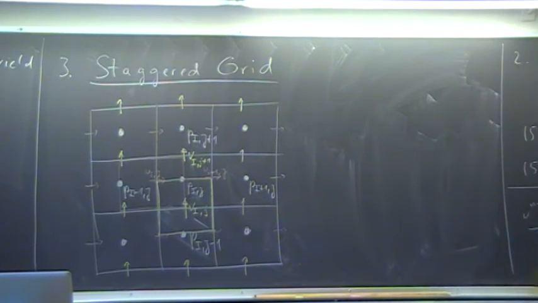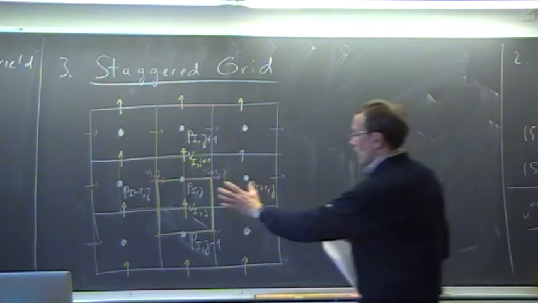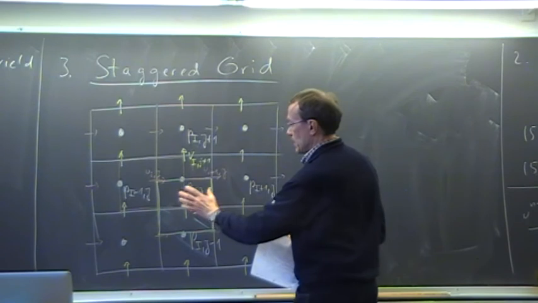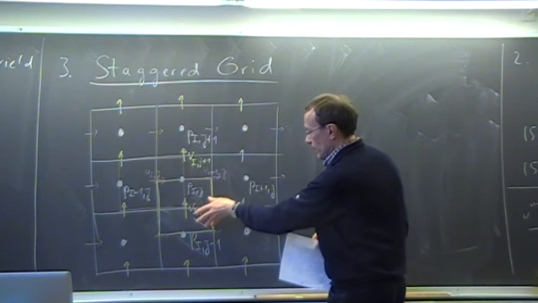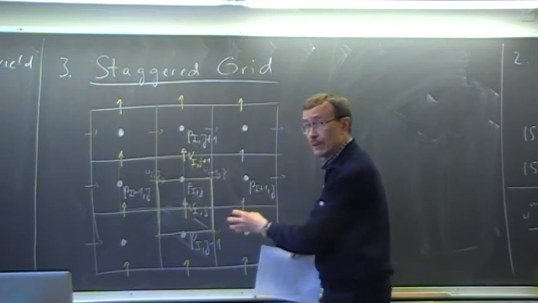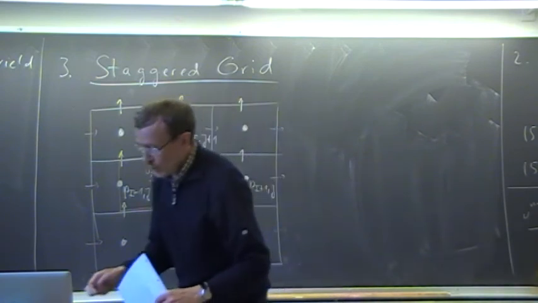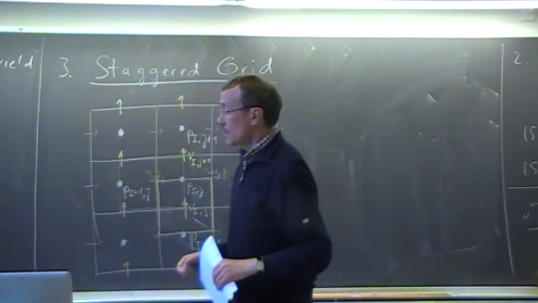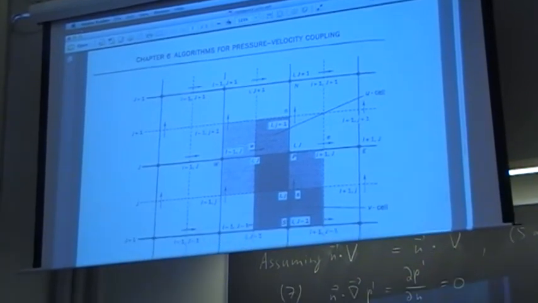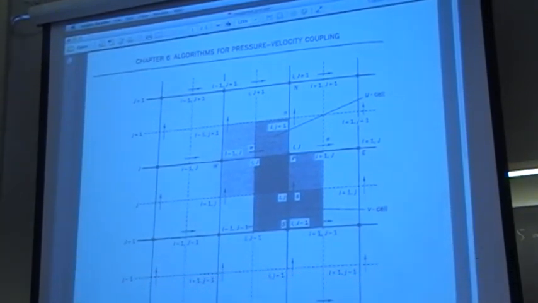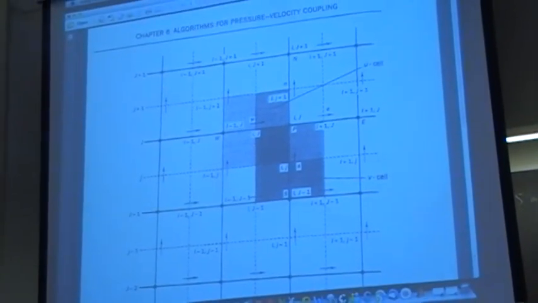We have essentially three grids. The original one for computing the pressure, the one shifted delta x half to the left for computing the u, and the grid shifted delta y half south for computing the v. So let's see that in this picture. That is from the textbook by Versteeg and Malalasekera, on the finite volume method.